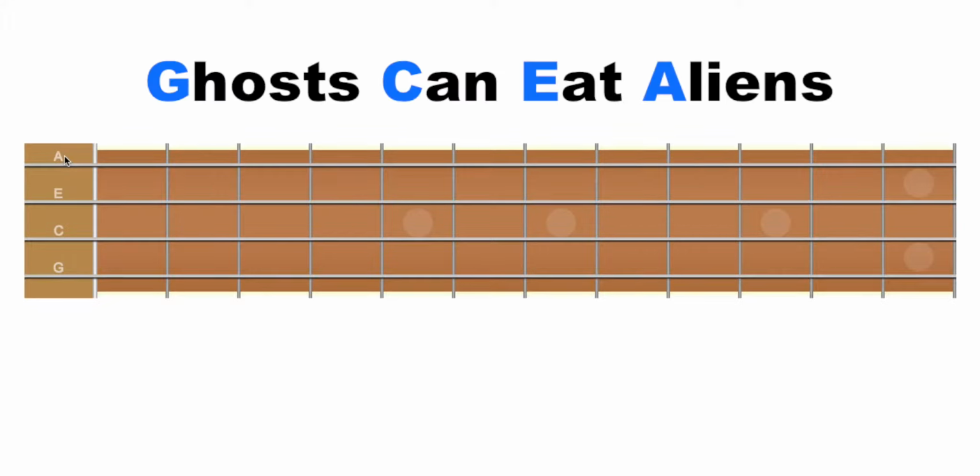You can remember the order of the open strings with a simple acronym. Maybe something like ghosts can eat aliens. Don't be afraid to make your own acronym because it'll be more personal and you'll remember it better.